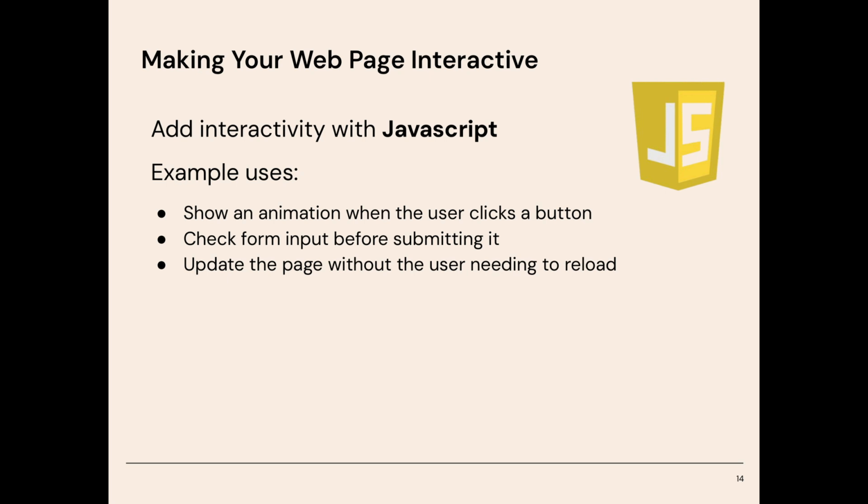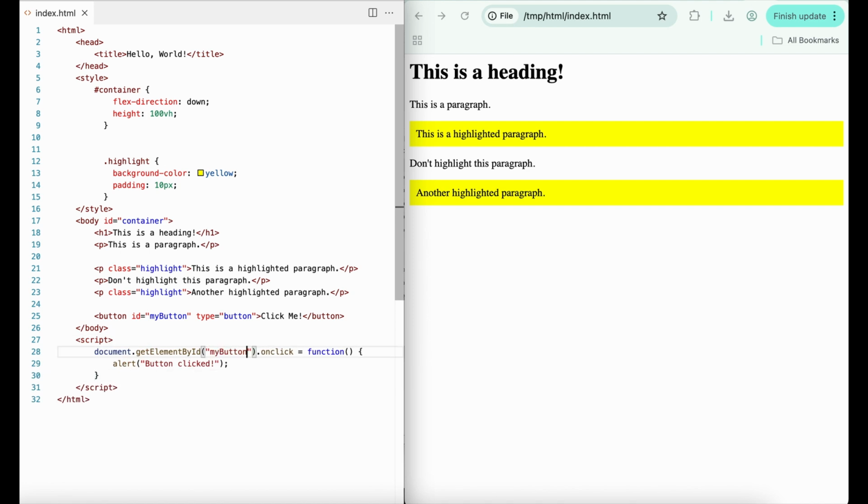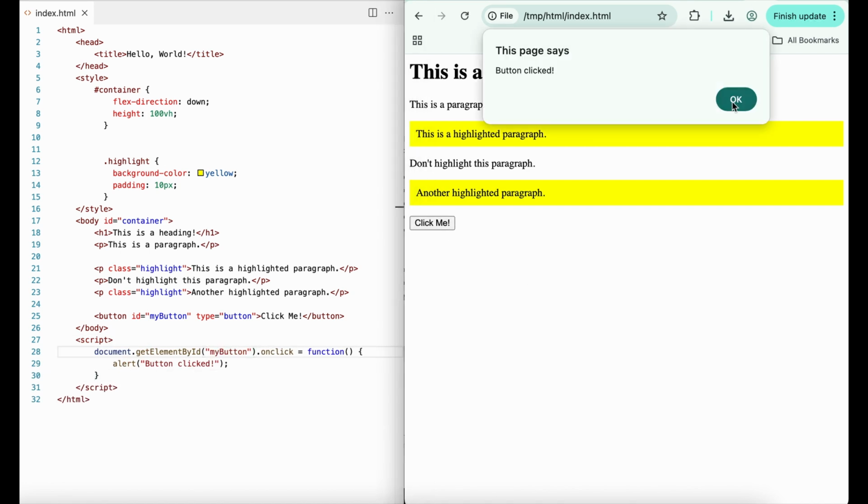For example, if you want to display an alert when a user clicks a button, you could add a small JavaScript function like this. Like CSS, we can either include JavaScript in the HTML page itself, or we can link to it with a special tag called link. Now we see that when the user clicks on a button, then they get an alert that says button clicked.